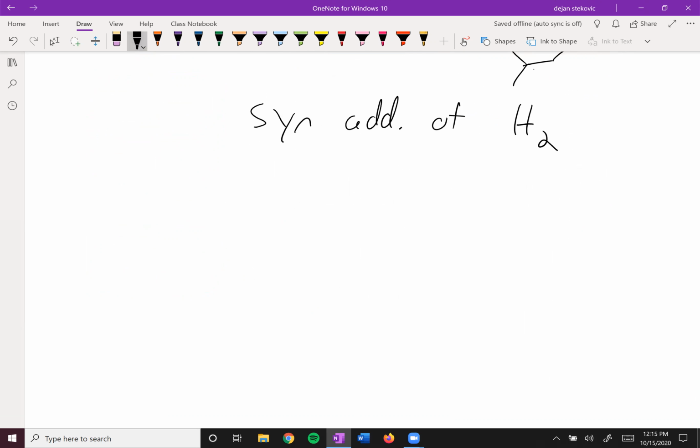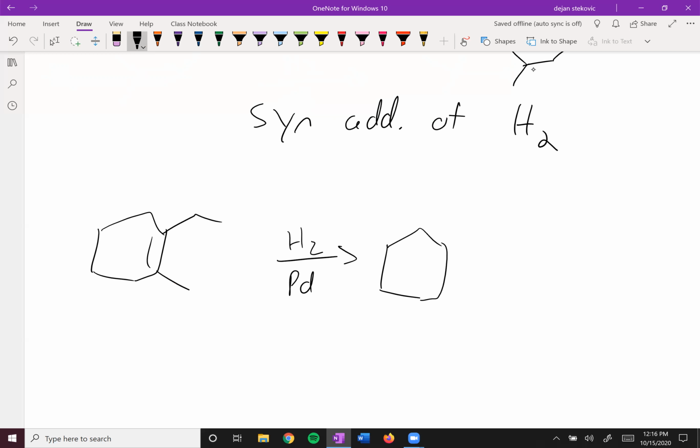So for example, if we have this cyclic alkene, we add some H2 with a palladium catalyst. We'll add them syn, right? So both of these methyl and ethyl groups will either point up or they'll point down, right? You'll end up with this pair of enantiomers.